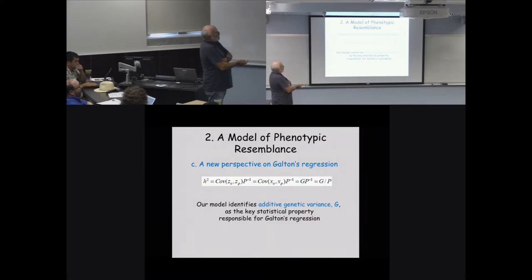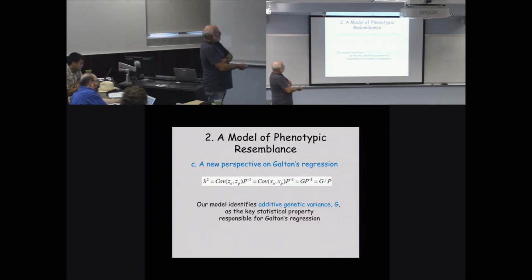Now you'll see later why I'm writing things in this form, with P to the minus 1. In the univariate case, we'll see that when we go to multiple traits. But for right now, it's equivalent to genetic variance divided by phenotypic variance, and that's what we're calling heritability. And so in the mid-parent case, that h squared is the slope of the resemblance line, the least squares line that Galton was drawing.